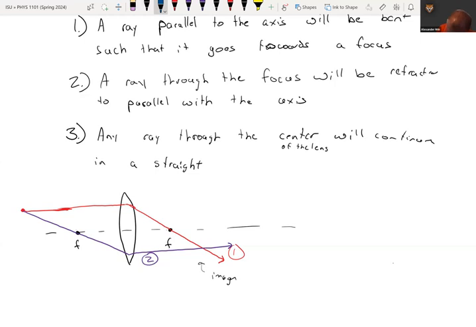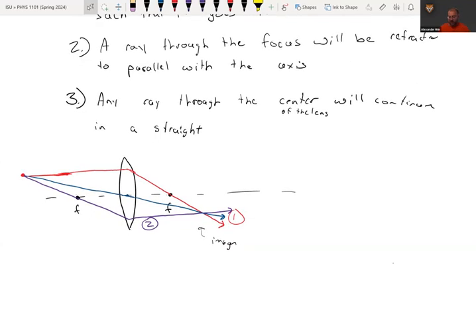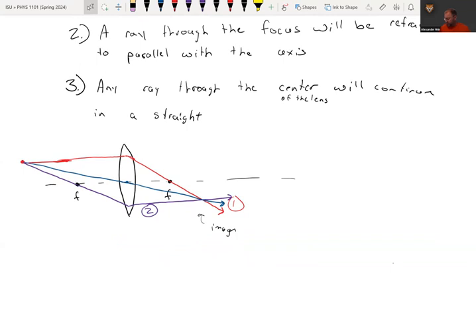I'll do this one in blue. They slow them down a little bit, but if I have a ray going right through that point right there, then I don't change it at all. And you'll notice that even freehand, all those 3 rays should meet at the same point. Okay. And so that is basically what we're seeing there. Those are the 3 main rules.